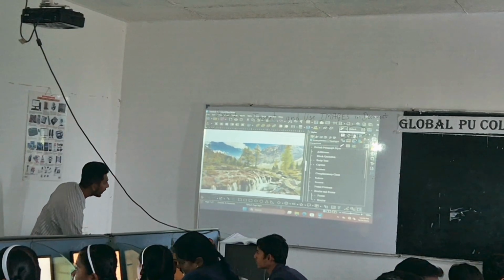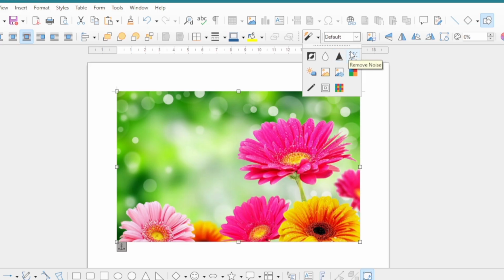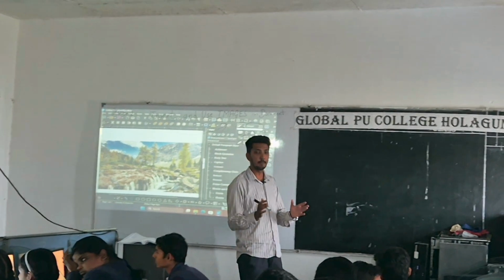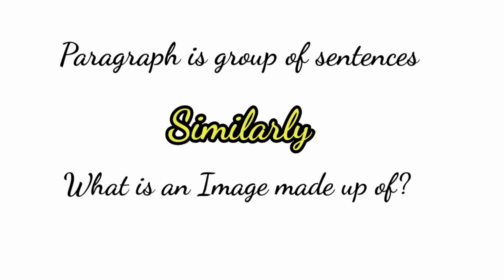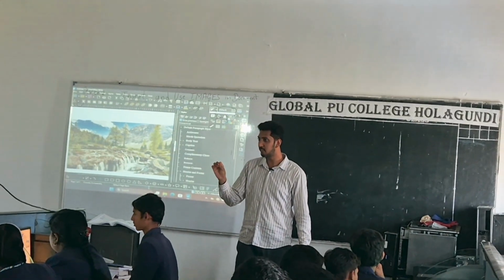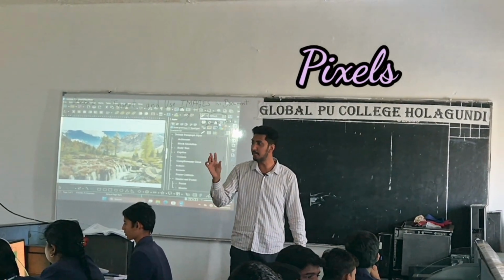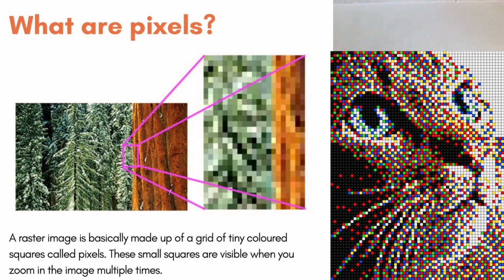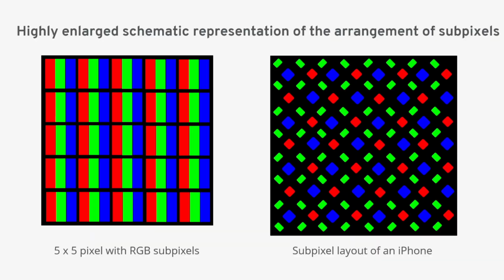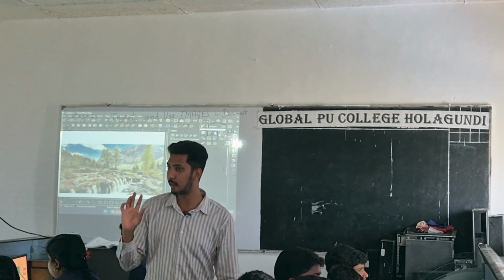Okay. So next we have remove noise. Removing noise means what? What is the image made up of? A paragraph is made up of characters, letters. How is an image made up? Pixels. An image is made up of pixels. A pixel is a unit of measurement of an image. When you zoom the image, you will see small dots. The image is made up of those small dots. Each dot is called a pixel.